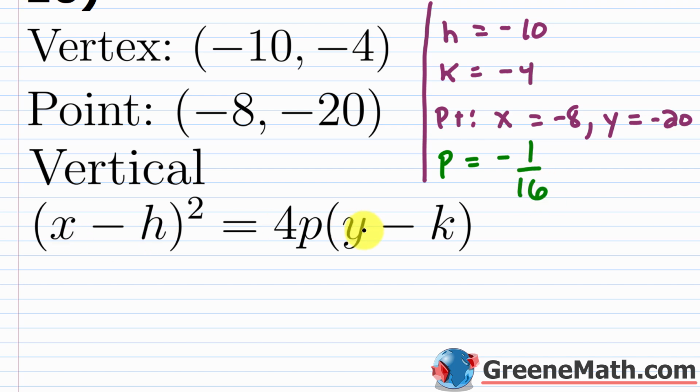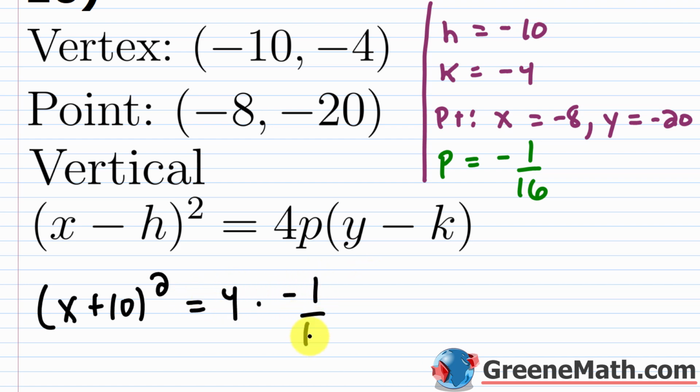So this right here turns into the quantity x minus, your h value is negative 10, so minus the negative 10 is plus 10, quantity squared, is equal to 4 times p. p is negative 1 over 16. So 16 divided by 4 is 4. So this is negative 1/4. And then times the quantity y minus k. So k is negative 4, minus the negative 4 is plus 4. So that's our equation.